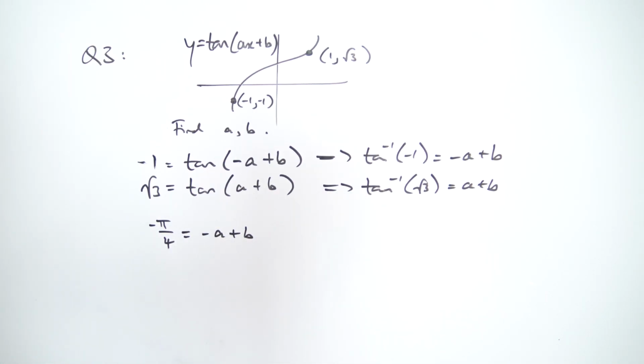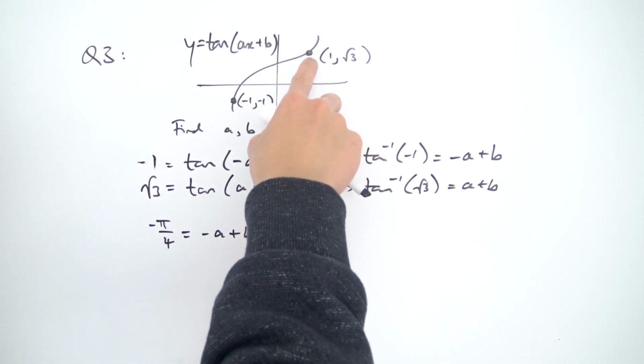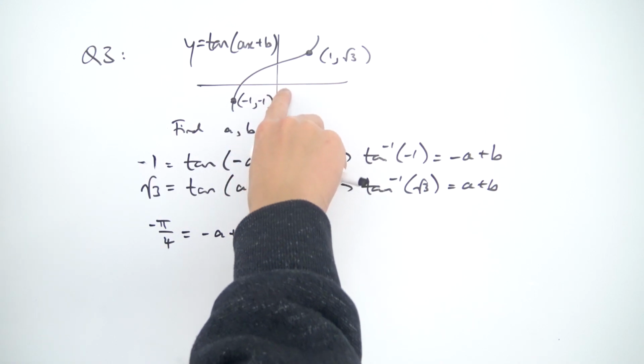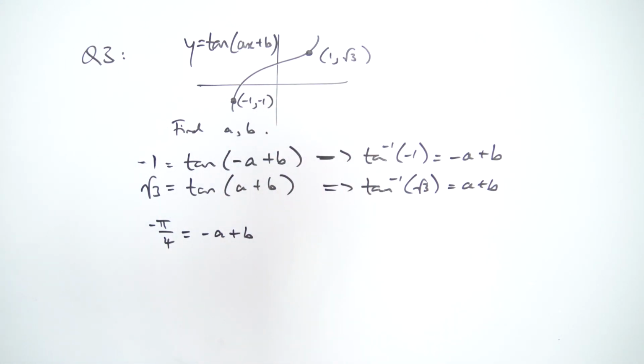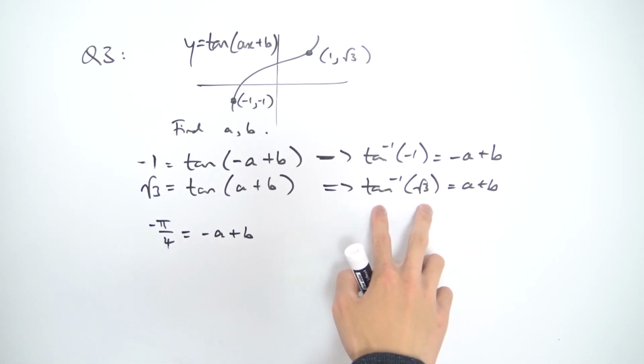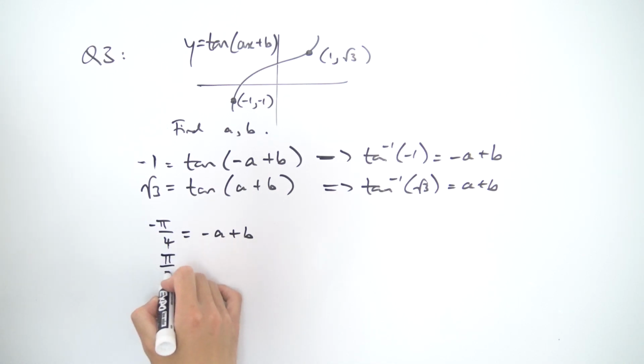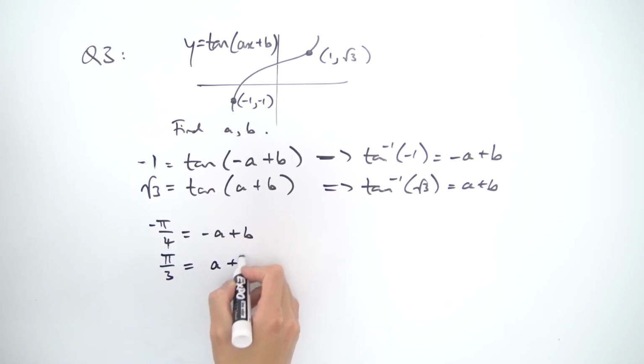And you might say, well, there's also other angles such that the tan of those angles give you -1. But if you look on this picture right here, notice that it's the first time that this tan graph hits -1 after it passes 0. So it has to be minus pi on 4, which is the first solution. And then also tan inverse of root 3, well, that's pi on 3. So that's equal to a plus b. And now you have something that's pretty easy to solve.